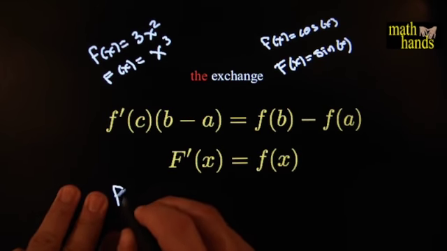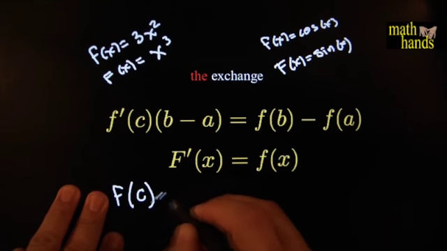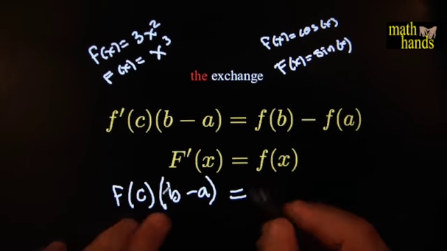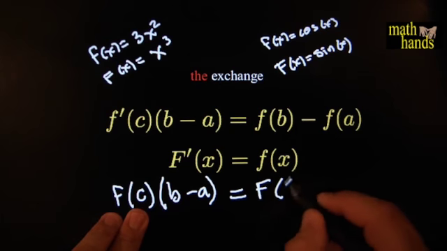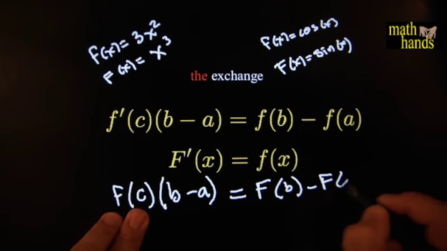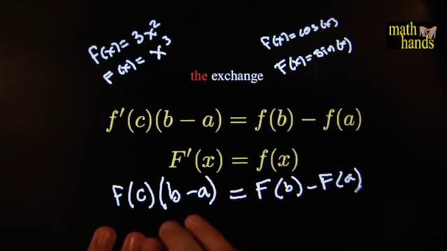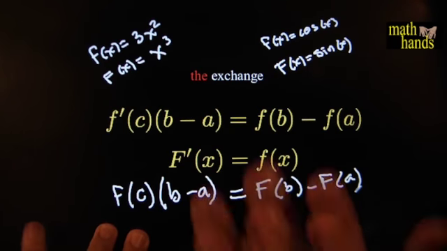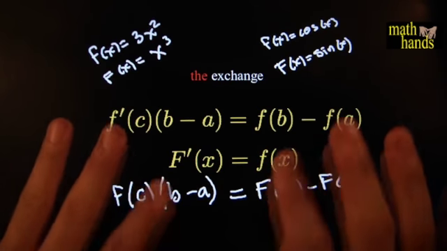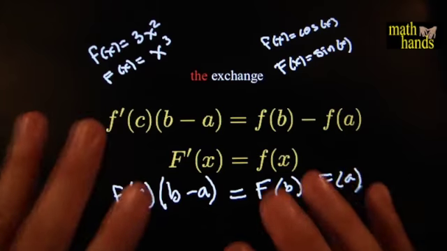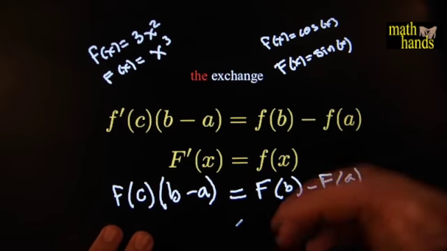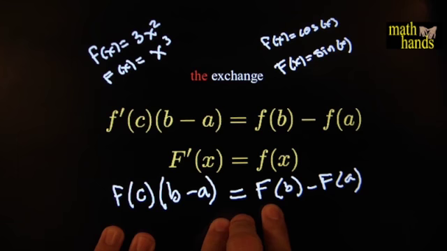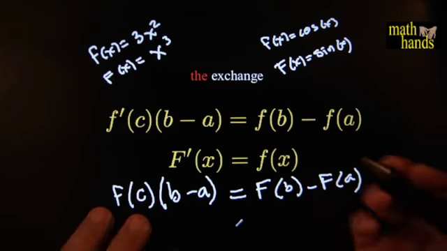So here's the most important version of it. If I have f of c times b minus a, I could exchange that for its antiderivative F of b minus its antiderivative F at a. This is unleashing the power of the mean value theorem. And I know you're not supposed to see why yet, but I'm just trying to prepare you. This is an incredibly useful statement that we'll come back to over and over again throughout the lecture. Capiche? All right, that's it. That's the ingredient.